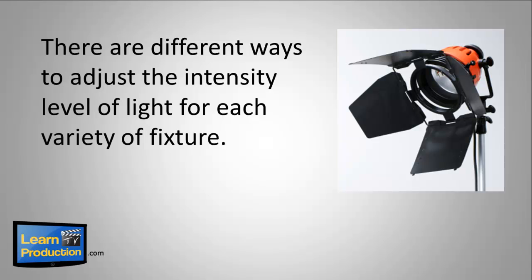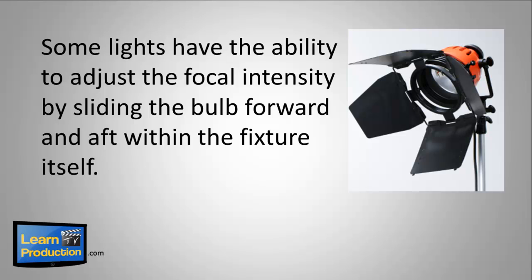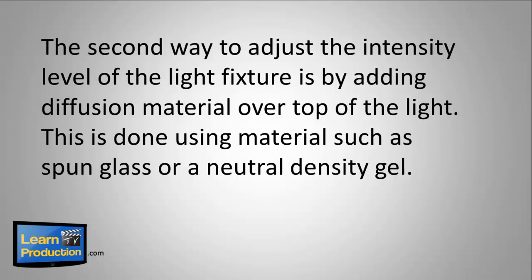Now, depending on the type of fixture you're using, there are different ways to adjust the intensity level of the light of each fixture. Some lights have the ability to adjust the focal intensity by sliding the bulb forward and aft within the fixture itself. The second way to adjust the intensity of the light fixture is by adding diffusion material over top of the bulb or over the light. Now, this is done using materials such as spun glass or a neutral density gel.